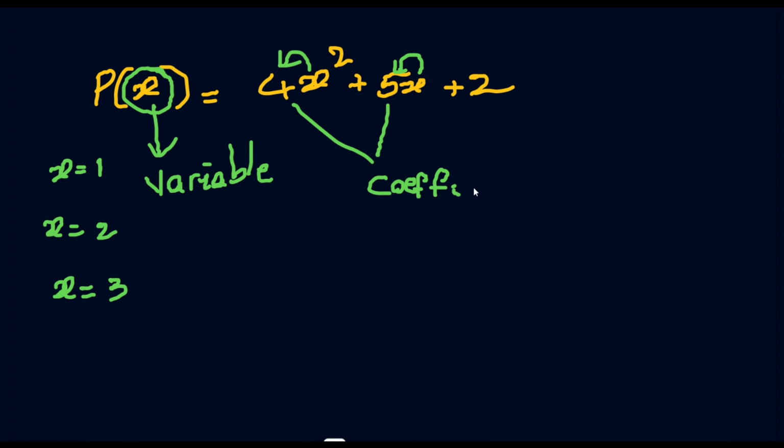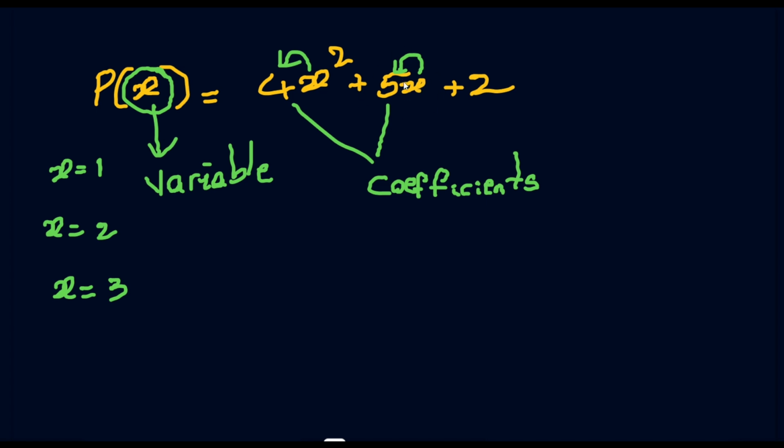Coefficients. Okay. And here one thing is stable, right? For example, the first term is 4x square. If I substitute 1, then this whole term value is 4. If I substitute 2, then the whole term value is 16, right? In the same way, for 5x, if I substitute 1, then this value is 5. If I substitute 2, then this whole value is 10, right?